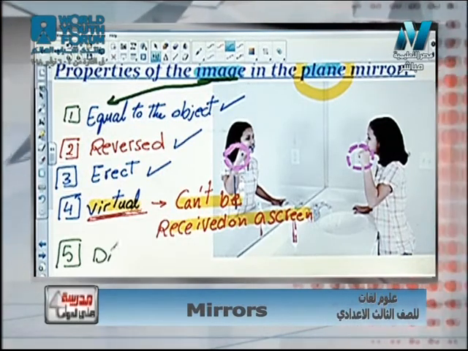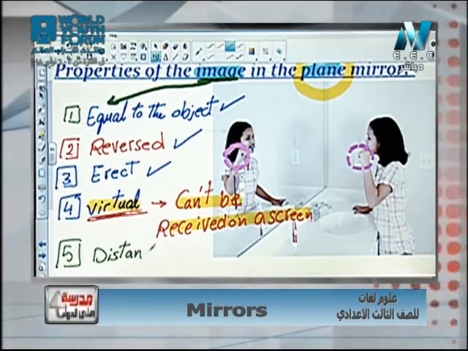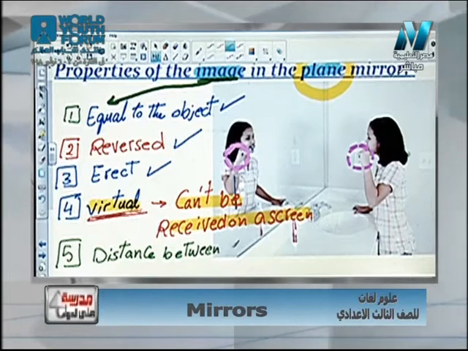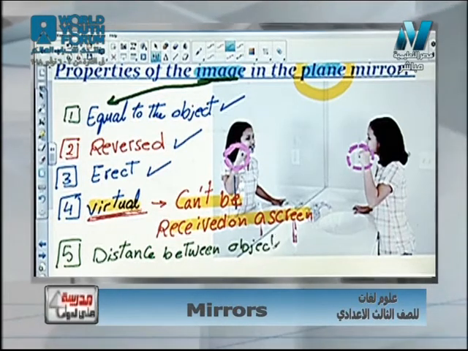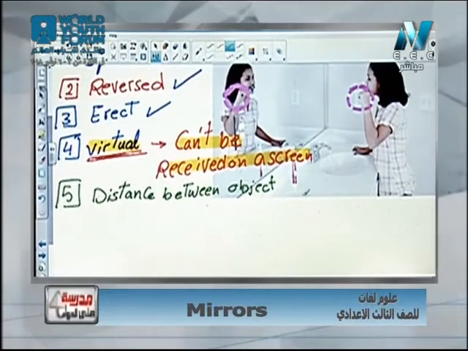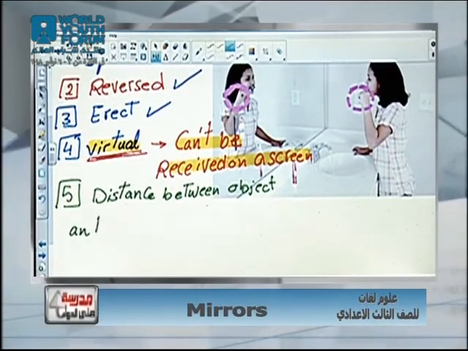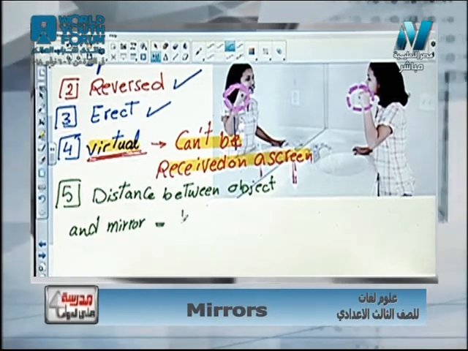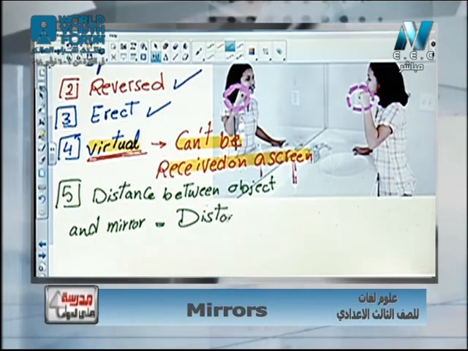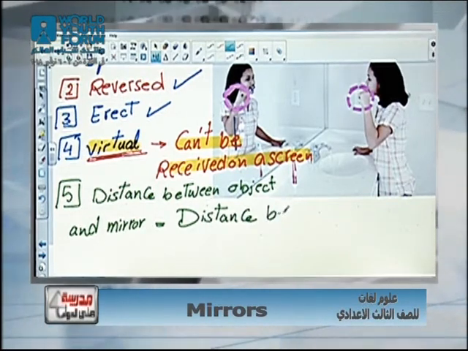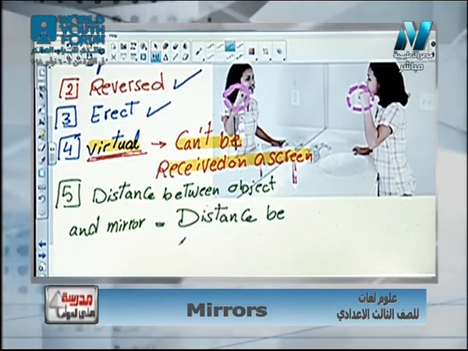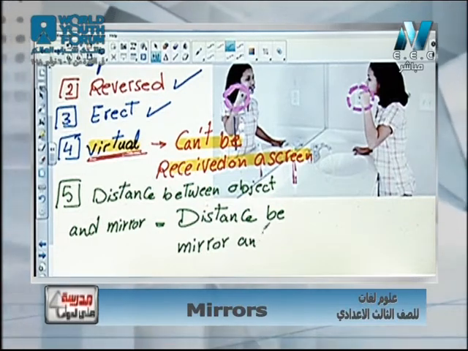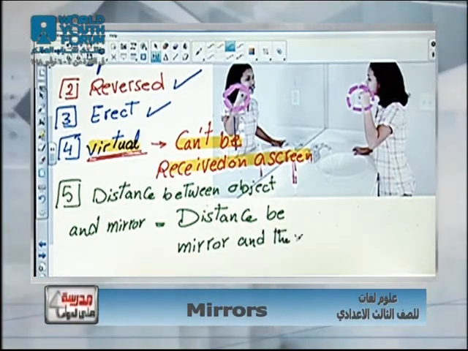Okay. Number 5 here we have distance between object and mirror equal distance between mirror and the image.